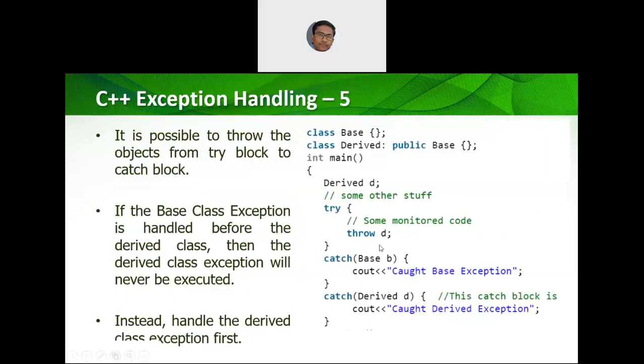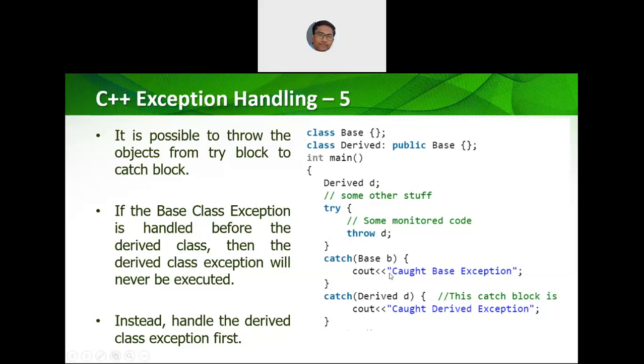Okay. Next, now a little deeper. It is possible to throw the objects from try block to the catch block. Just remember this slide. No need to code and understand. So assume that there is a base class. Assume that there is a derived class. When you are creating an object of a derived class and you throw the derived class object as an exception, then if the base class exception is handled before the derived class, then the derived class exception will never be executed.